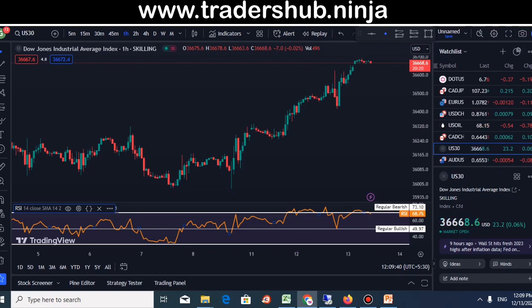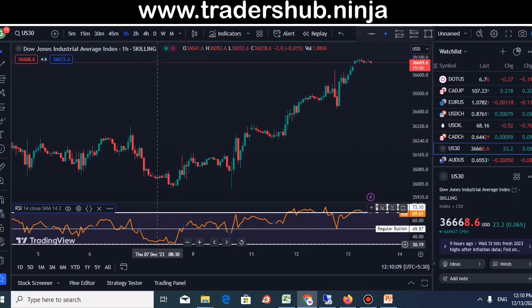Look here, RSI indicator. What are the rules in this indicator? RSI above 70, it's the overbought level. RSI below 30, it's the oversold level. Here, RSI above 70, overbought level. RSI below 30, oversold level.